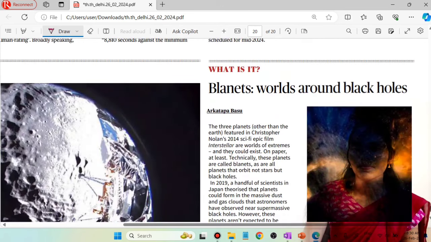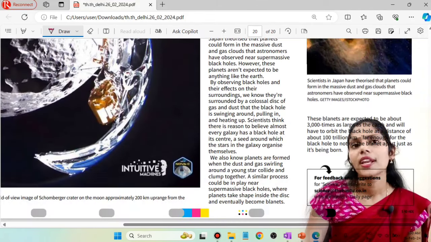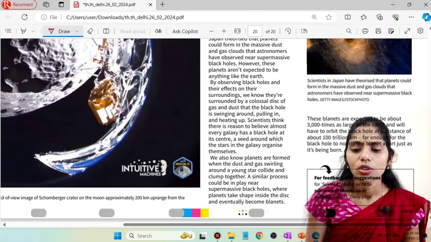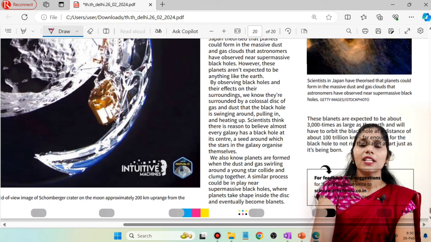Okay, so that's it. These are the very important articles that appeared in today's Hindu newspaper. So by this I am concluding.